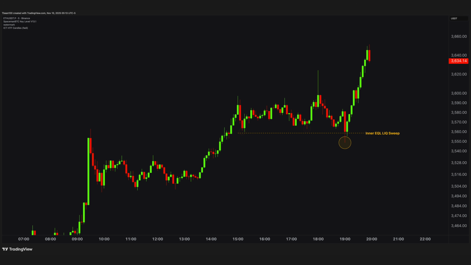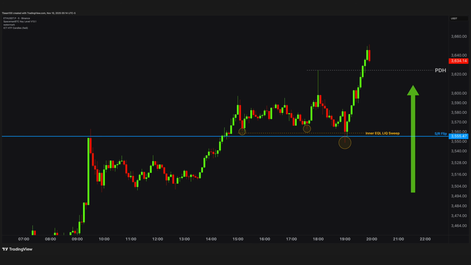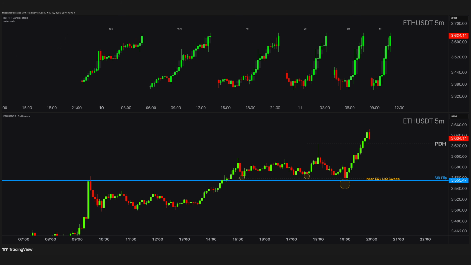Here, the price sweeps through this inner equal low liquidity. This is often called a liquidity grab, which happens right around an SR flip location. That's where support turns into resistance, or the other way around. After that, the market pushes up and rallies straight towards this obvious target, the previous day's high. As you probably know, this setup comes from a low time frame and it is a very classic trading pattern that we often rely on.